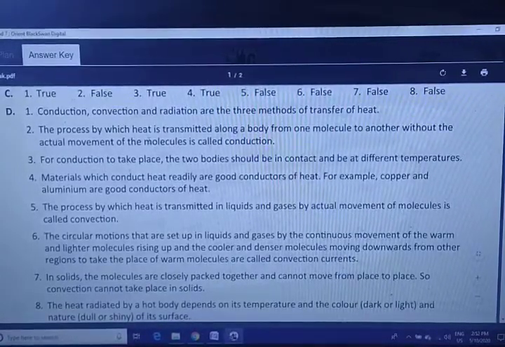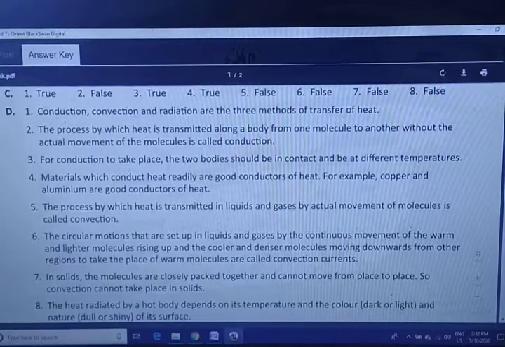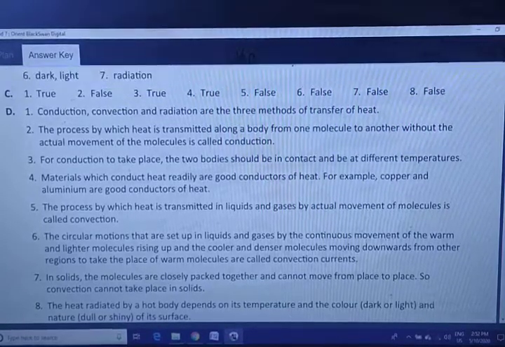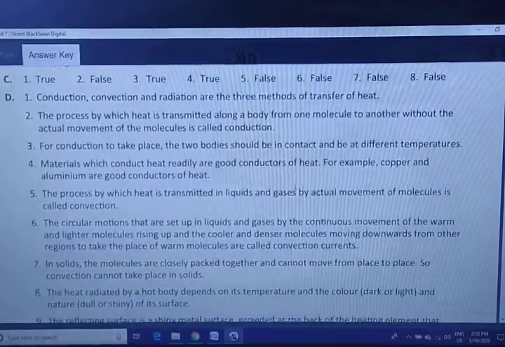The process by which heat is transmitted along a body from one molecule to another without the actual movement of the molecule is called conduction.